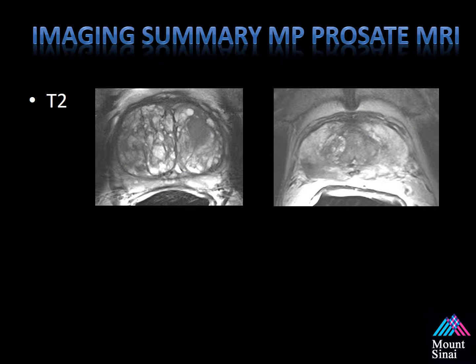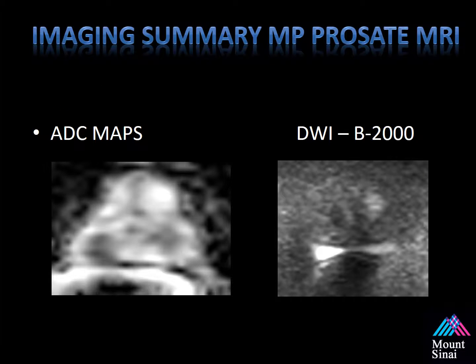In summary, T2 imaging has a low signal intensity. The charcoal sign or the low signal seen in the peripheral zone are very clear, as seen here, as well as over here. Again, on the ADC maps, you're looking for the low signal. Do you see the area of low signal? How about on the B2000? That's the area of high signal, or the bright spot. Again, here is the dark spot.